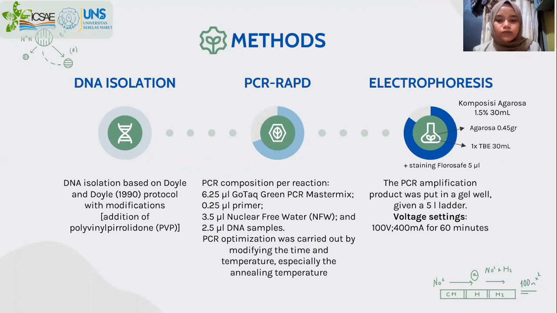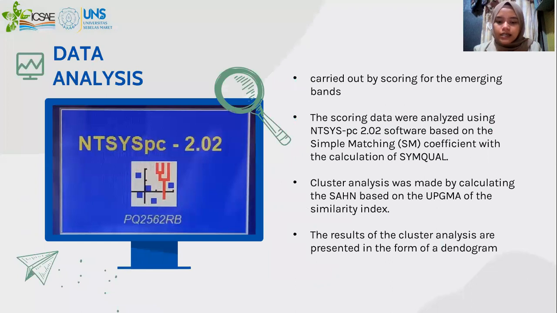PCR amplification was performed using a Biorad T100 thermal cycler, observed by electrophoresis on 1.5% agarose gel. Electrophoresis is regulated with a voltage of 100 volt, 400 milliampere for 60 minutes. Fluorescence staining was applied so that the DNA band patterns could be seen under the UV light. Data analysis was carried out by scoring for the emerging bands.